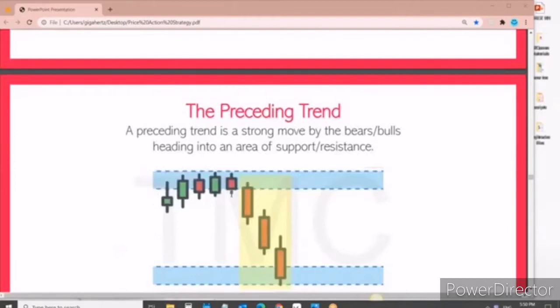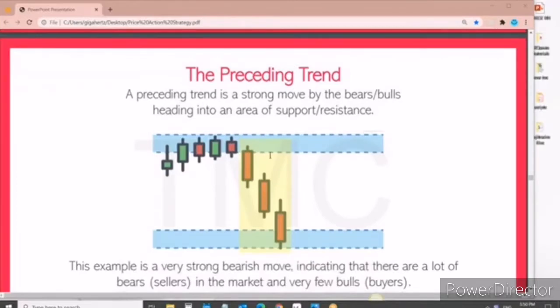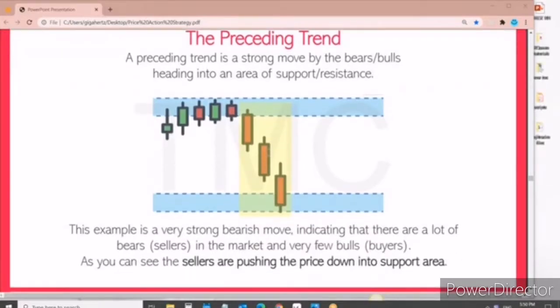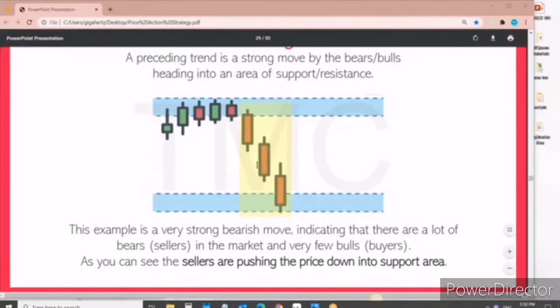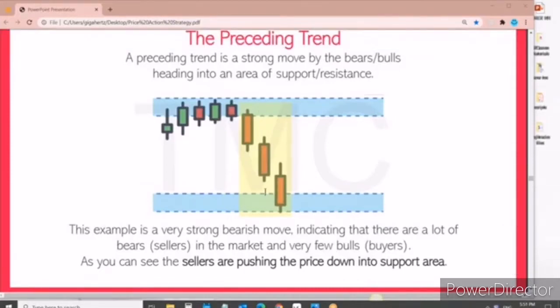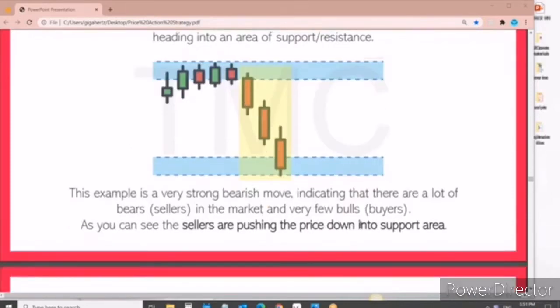Preceding trend is a strong move by the bulls, heading into an area of support or resistance. Ayan. It's a strong move. Tandaan nyo, strong move siya na papunta either sa support or papunta sa resistance. This one is a strong move. This is controlled by sellers and papunta siya sa support. Okay? So, as you can see here, sellers are pushing the price down into support area.